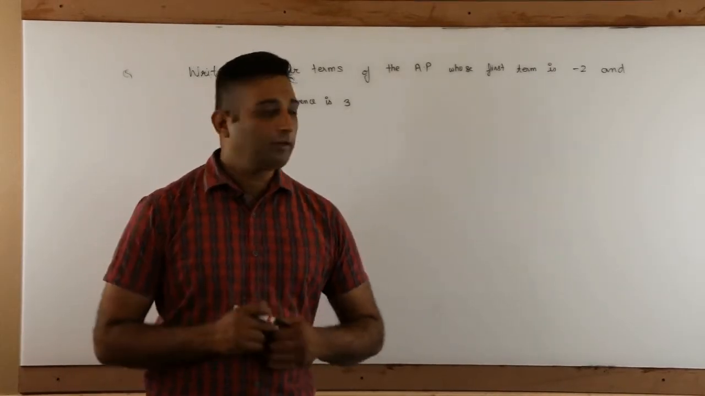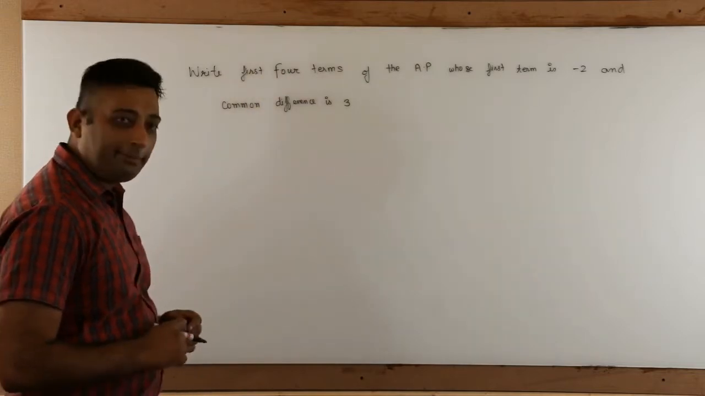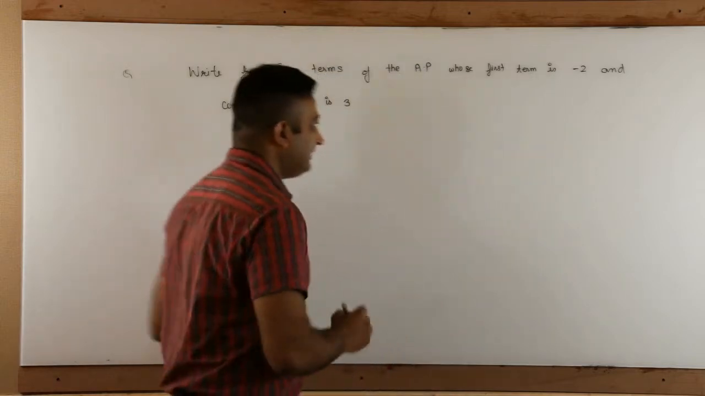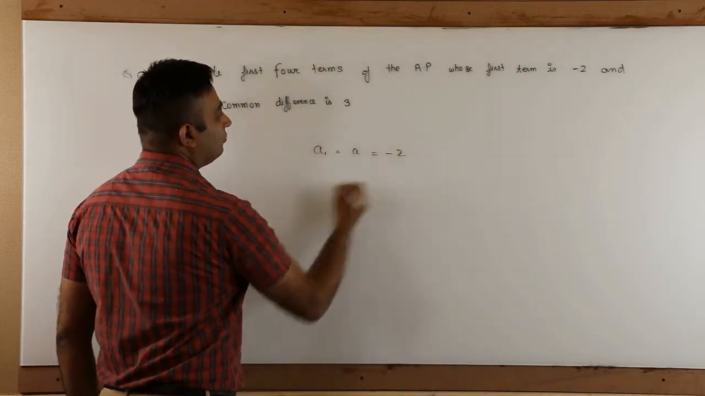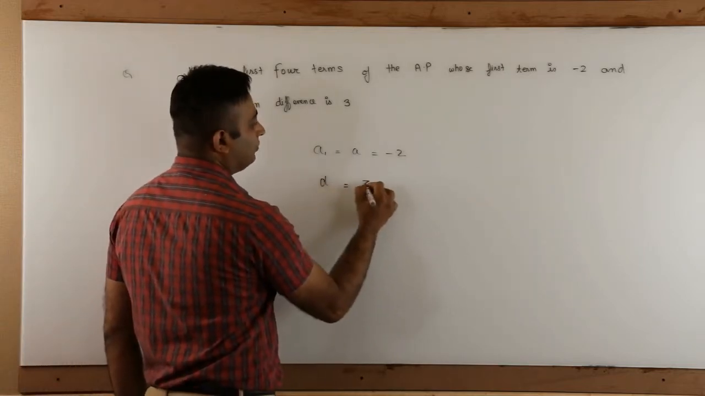Dear students, let us solve one more problem. Write the first 4 terms of the AP whose first term is minus 2, that is A1, which is A, equal to minus 2, and the common difference D is equal to 3.